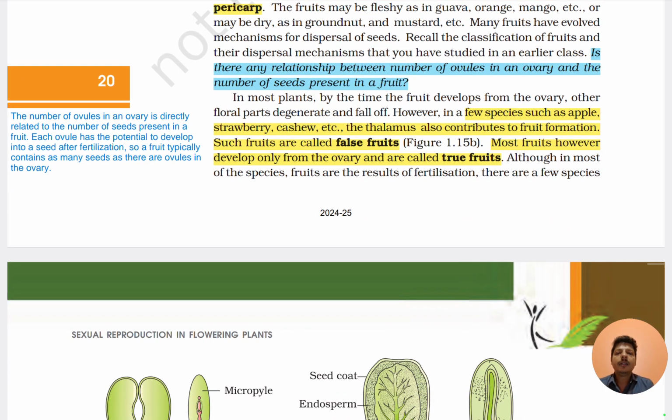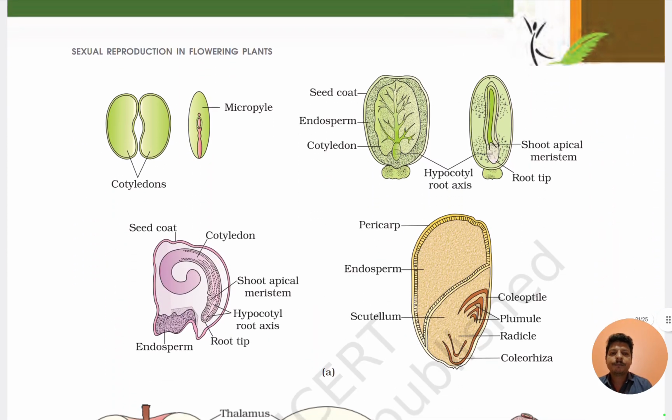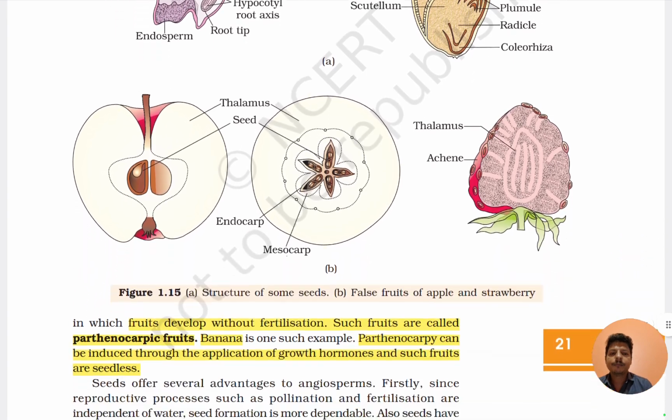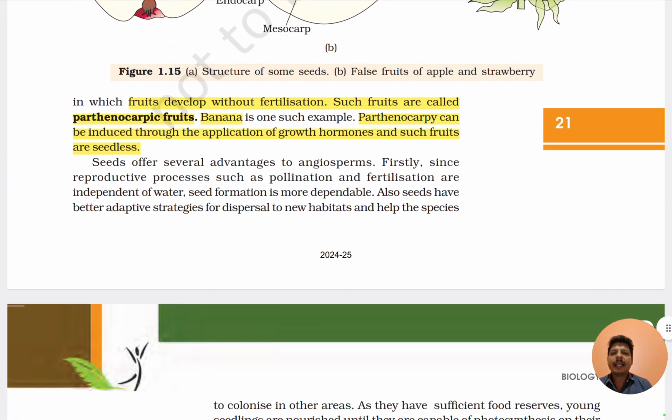Next, some fruits, where the ovary as well as the thalamus contribute, are called false fruits. Examples: apple, strawberry, cashew. And some fruits develop only from the ovary. They are called true fruits. Next, fruits developed without fertilization are called parthenocarpic fruits. Example, banana.